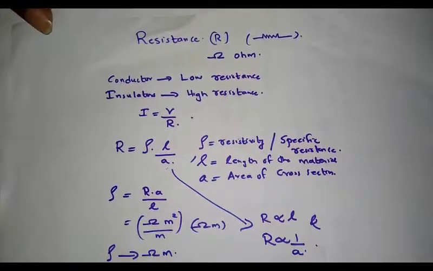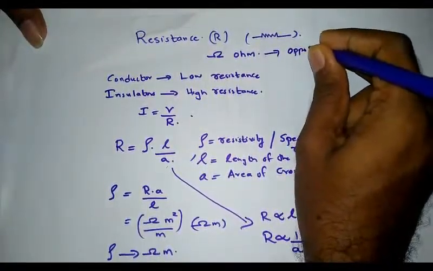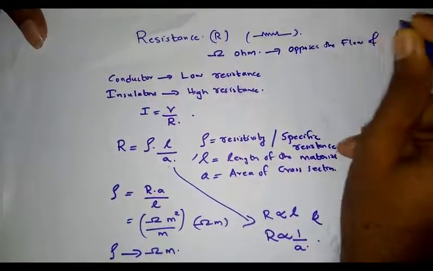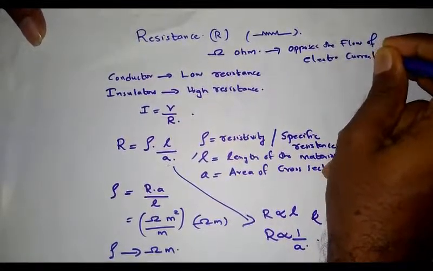What is resistance? Actually, electrical resistance is a property of a material, whether a conductor or an insulator, to oppose the flow of electric current through it. That is, resistance opposes the flow of electric current.